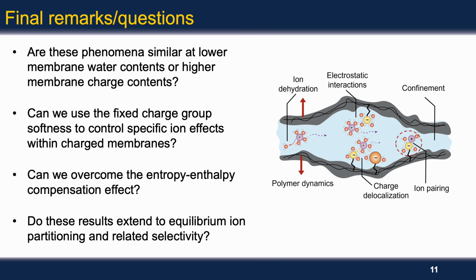And then finally, do these results extend to equilibrium ion partitioning and the related selectivity there? We focused on ion diffusion, but as I mentioned earlier, the entire transport process includes ion partitioning at the interface. Are these effects observed with partitioning? And also, are there trade-offs between partitioning selectivities and diffusion selectivities? So these are questions that are currently occupying our lab, and I hope to share more in the coming years.